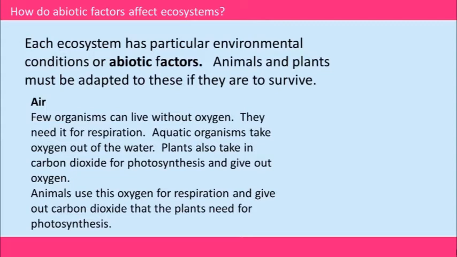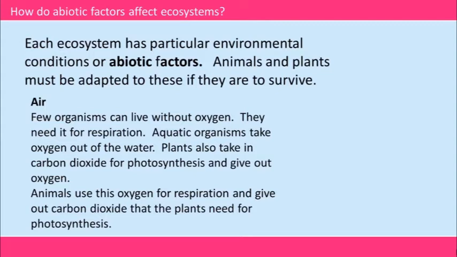Well, that sounds quite straightforward. So the abiotic factors, there are 4 of them: light, temperature, air, and water. It's not that difficult to remember. But how does it apply to ecosystems?